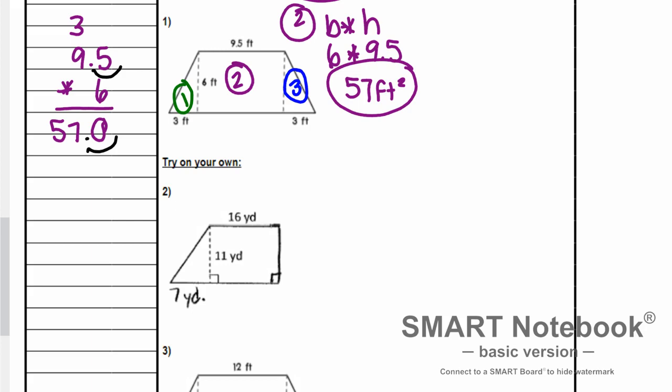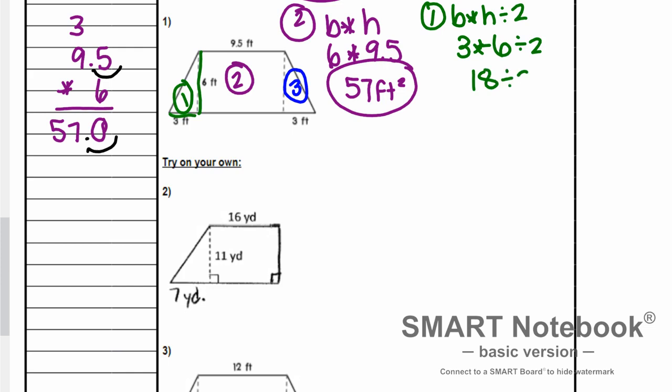All right, now I've got shape number 1, which is a triangle. So base times height divided by 2. My base of that triangle is 3. My height is 6. It's not times 2, divided by 2. 3 times 6 is 18. 18 divided by 2 is 9 feet squared.